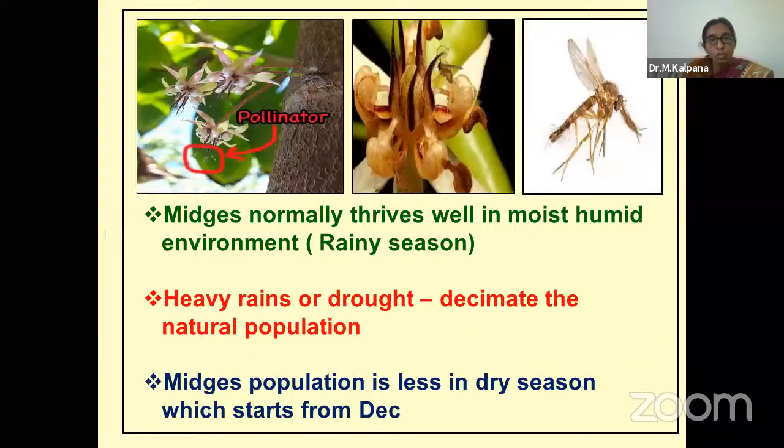Why? Because pollination is carried out by midges. These midges thrive well in moist, humid environmental conditions. If there are heavy rains or if there is a drought condition, the pollinators will be affected. There is a decrease in the natural population, and thus in the yields. The midge population is also less in the dry season months, which start from December.